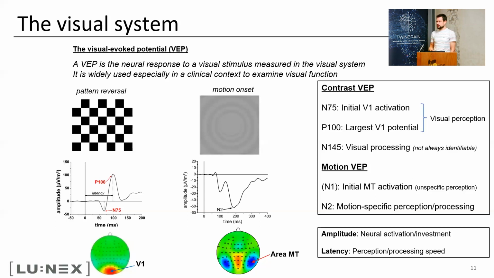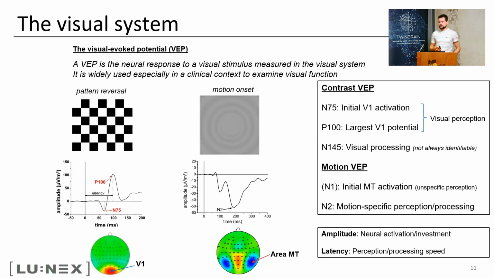For example, if you have patients with a macular degeneration, where the central part of the visual system is degenerating, then you will see the characteristic delay in these potentials. The P100 has a much longer latency, and you also see a drop in the responsiveness, so in the amplitude of this potential.